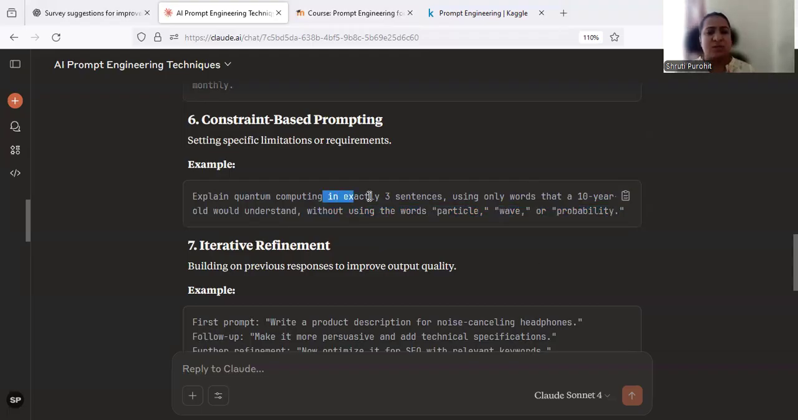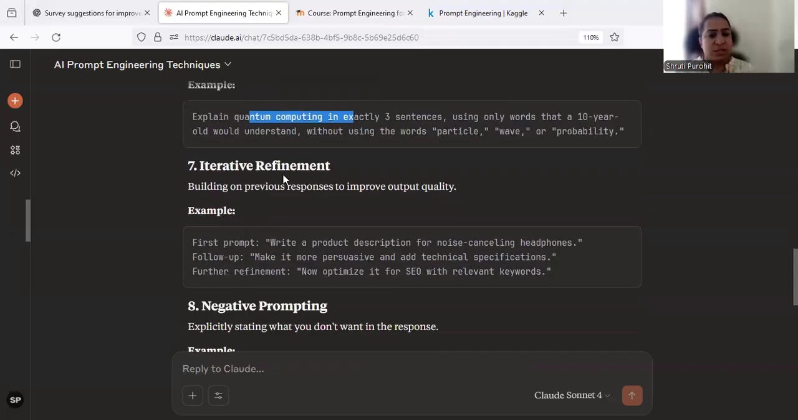So these are the 3 constraints we have provided to complete the task. Okay. This is the constraint based prompting. Next, iterative refinement. We discussed this in the previous few videos also. We want some kind of an iteration for the refined answer.